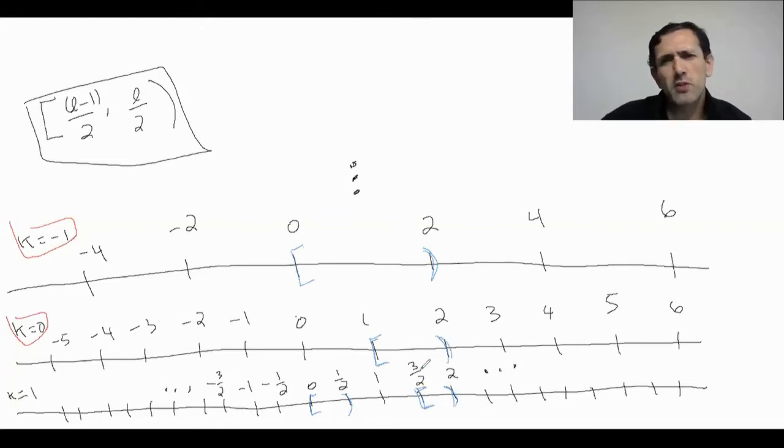So this is the picture, and of course the point is that this picture just never really ends. We're doing this picture, this partition of the real line, for each k. Okay, so let's go back.